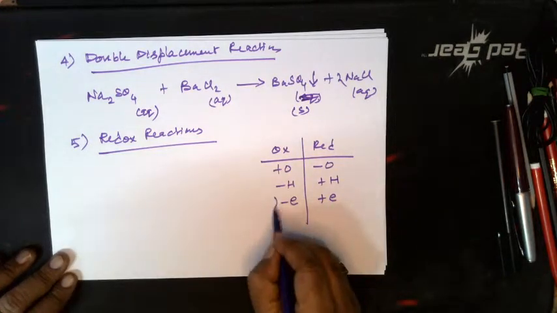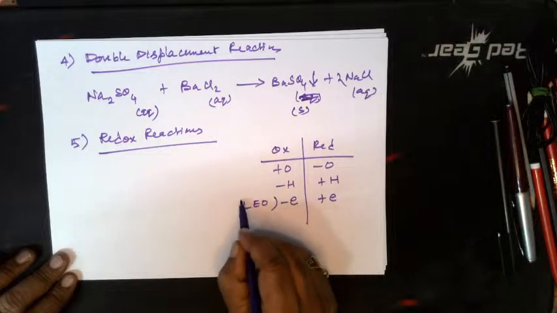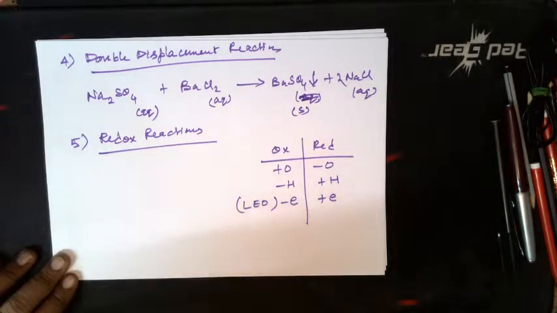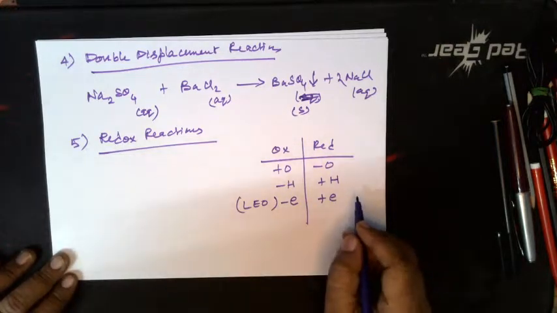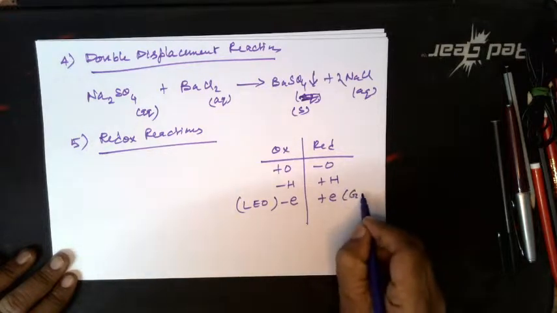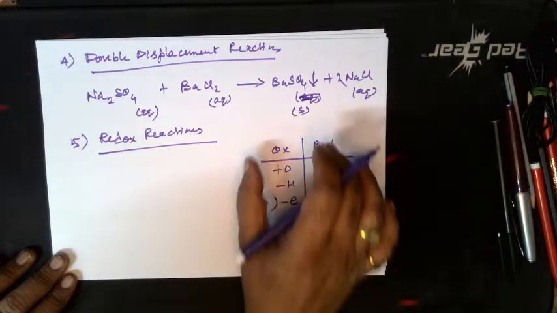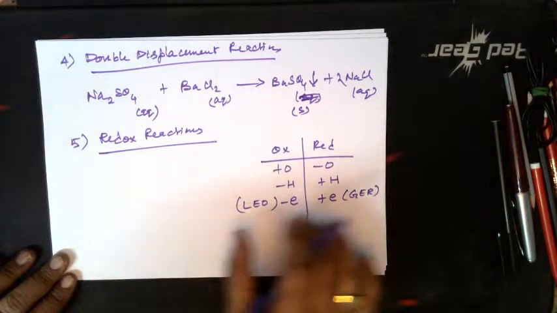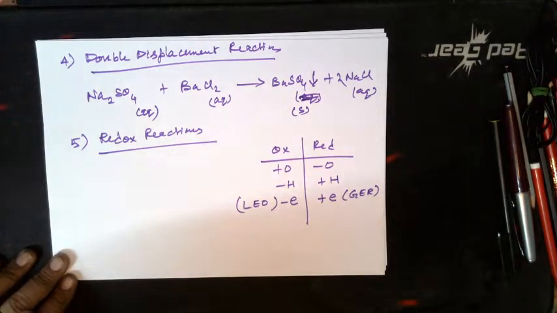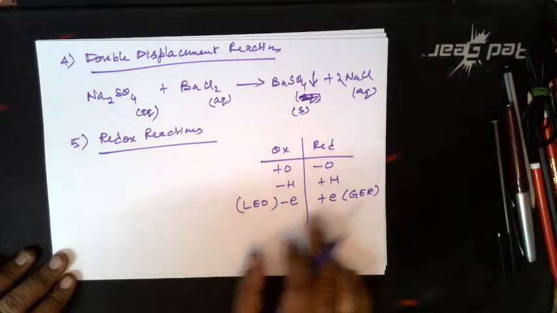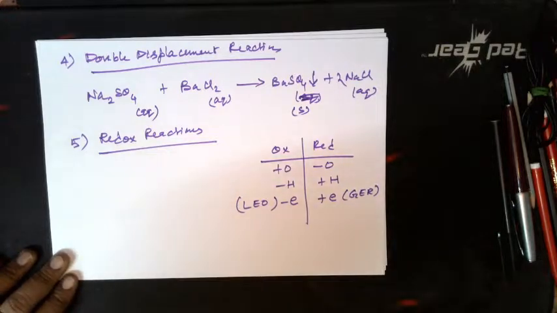You can simply remember this by LEO, loss of electron is oxidation. Leo means tiger, lion. You know tiger, is it not? And this is LEO GER. GER means gain of electrons. You just remember this oxidation and reduction as LEO GER as a mnemonic. LEO means loss of electron. GER means gain of electron. The lion will be roaring and the sound will be grrr, is it not?